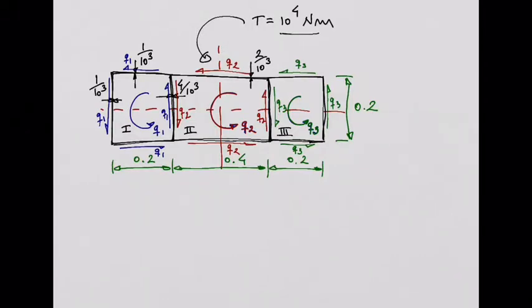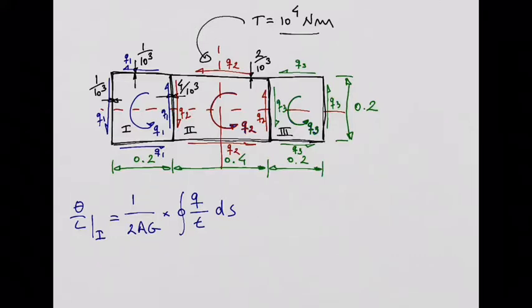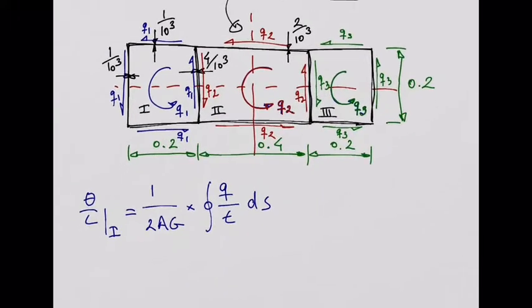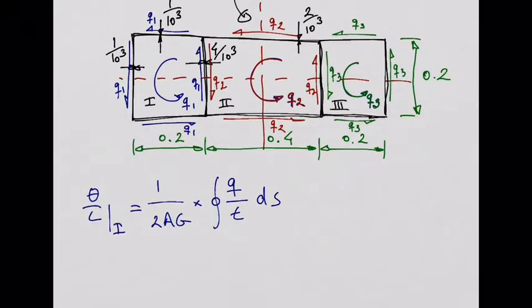All right, so let's work the gradient of twist for cell 1. Let's change color. So we need to use this equation, 1 over 2AG times the contour integral. Okay? The equation we derived today. So let's work. This is for cell 1 only, so we are going to focus on this cell 1.